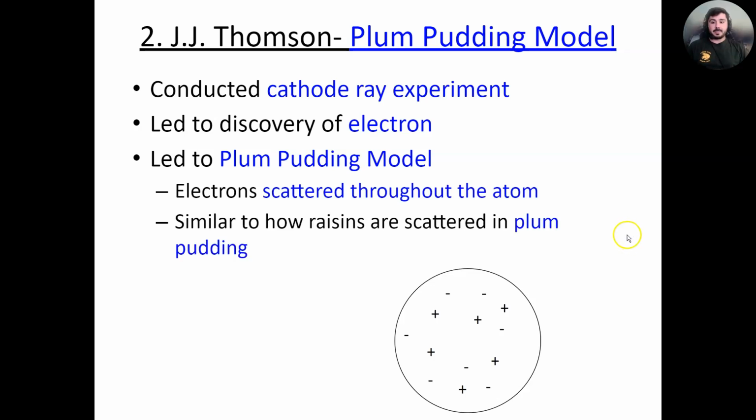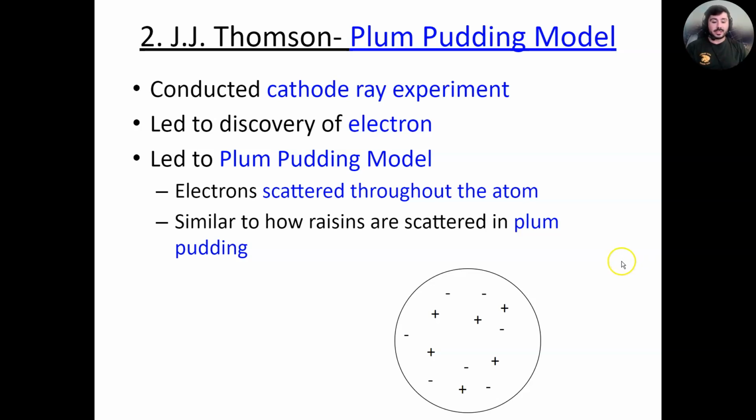Now, the plum pudding model, it's kind of a funky name, right? Well, the story behind this idea of J.J. Thomson's was that he did this cathode ray tube experiment, and post-experiment, he was muddling in his thoughts and was eating what's called plum pudding. Plum pudding is essentially like a bread pudding that has little bits of raisins scattered throughout the pudding. So he thought to himself, "Wow, this plum pudding looks like exactly what I would be picturing the electrons scattering throughout my atom here."